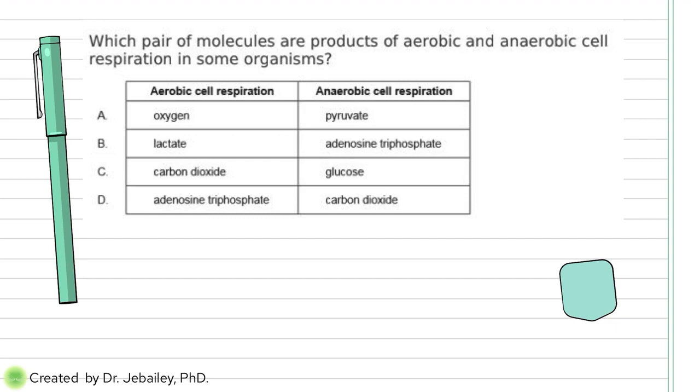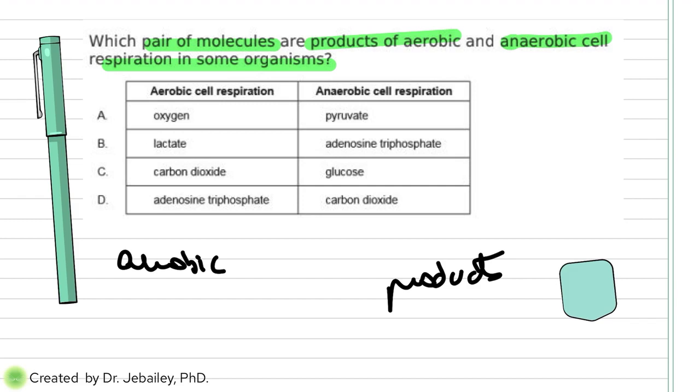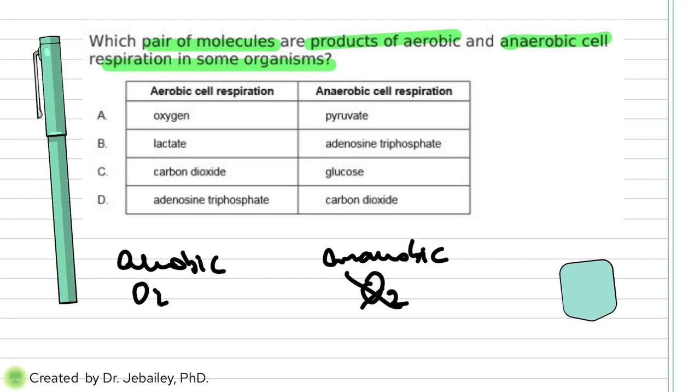Now, the next one. Which pair of molecules are products of the aerobic and anaerobic cell respiration in some organism? So we are talking about the products. Okay, this is asking for the products. And of who? There's two. There is aerobic here, right? And there's the anaerobic. Now, what exactly is each one of these? Aerobic is the one that has the oxygen. Anaerobic is the one that doesn't have the oxygen.